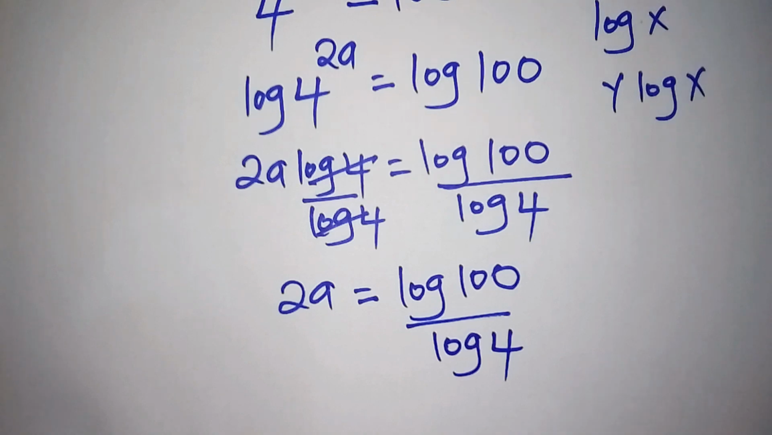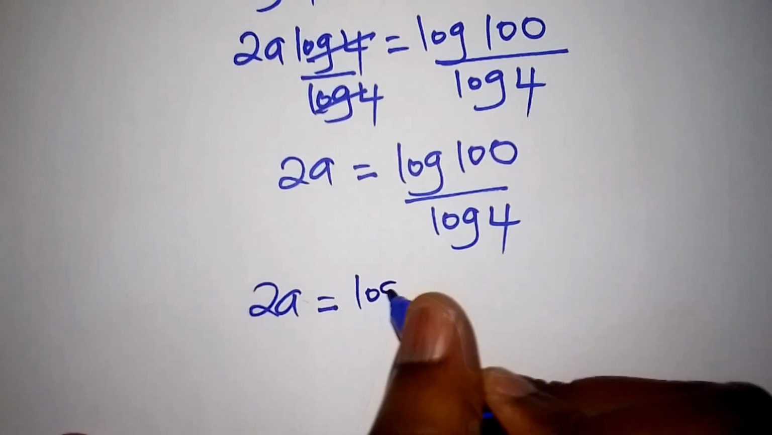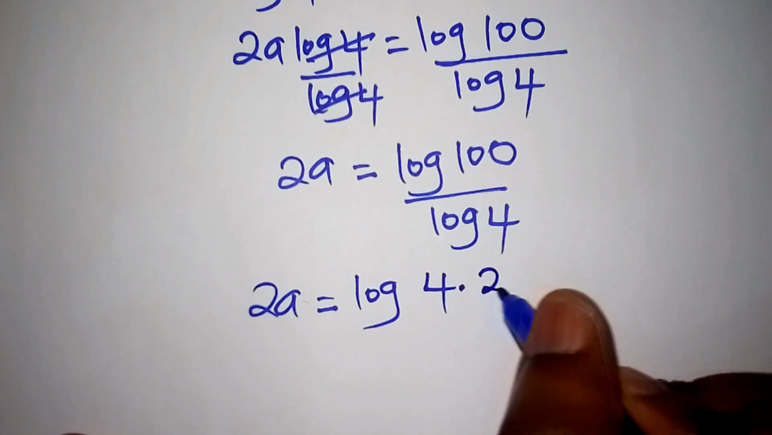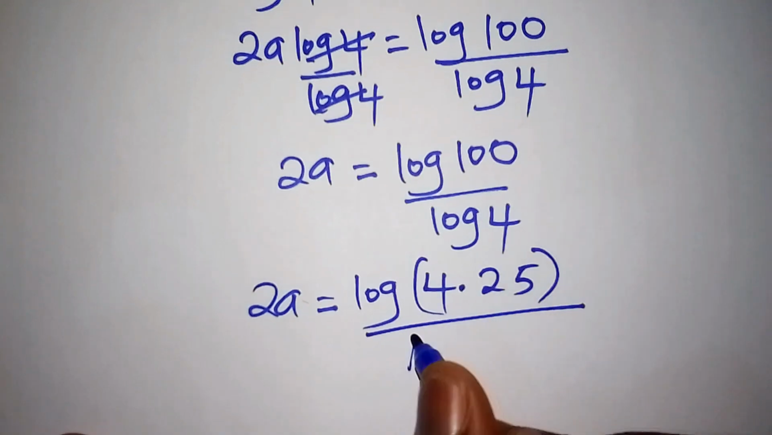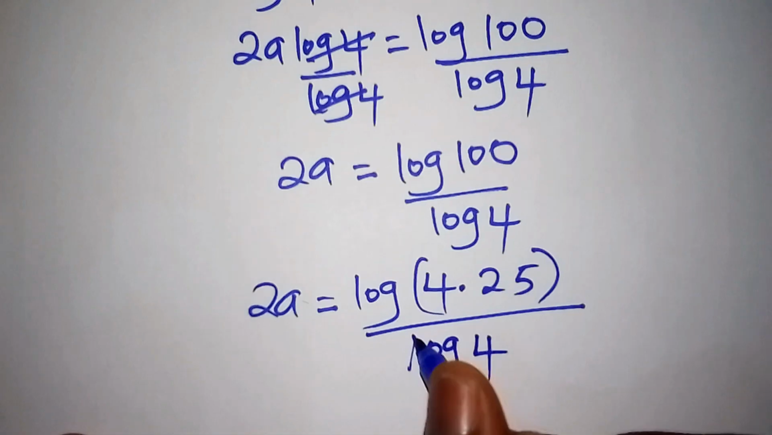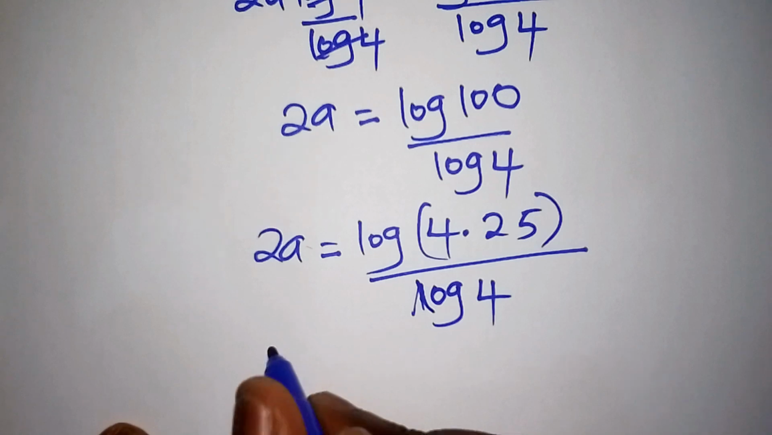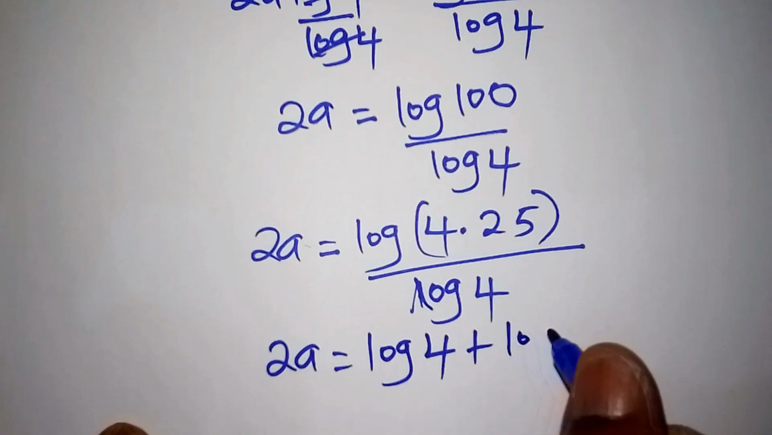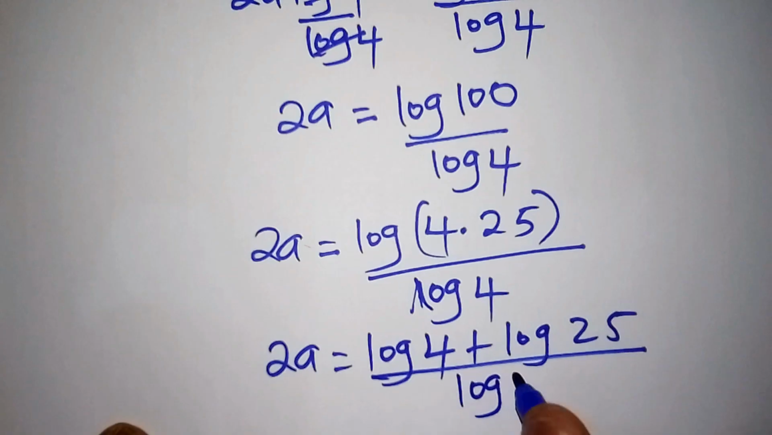When it reaches this point, we need what is called factorization. So that means we shall have 2a is equal to the log of 100, which can also be written as the log of 4 multiplied by 25, because 4 multiplied by 25 gives 100, all over the log of 4. So from here we shall open the bracket, having 2a is equal to the log of 4 plus the log of 25, all over the log of 4.